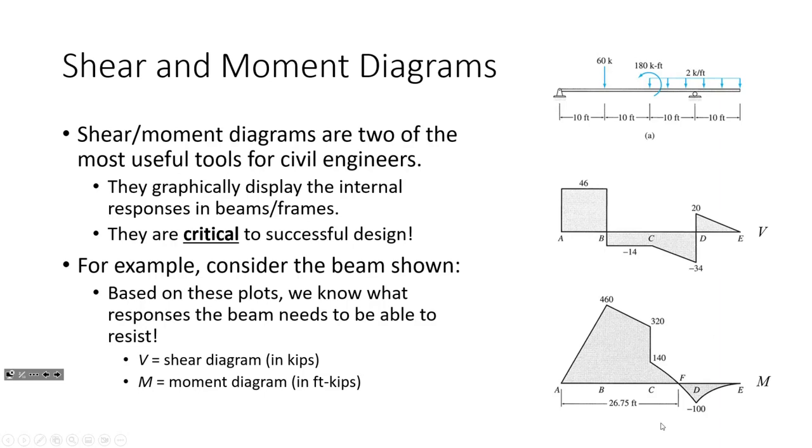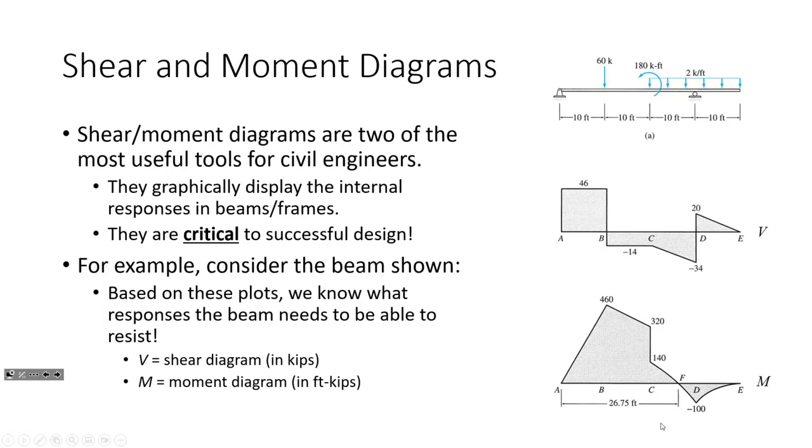So, for example, with this beam, this is a plot of the internal shears and moments across the span. It tells me that when I'm designing this beam, I need to design for a worst-case positive bending moment of 460 foot kips, a worst-case negative bending moment of negative 100 foot kips. The positives and negatives can really matter dependent upon the type of material that you're looking at.